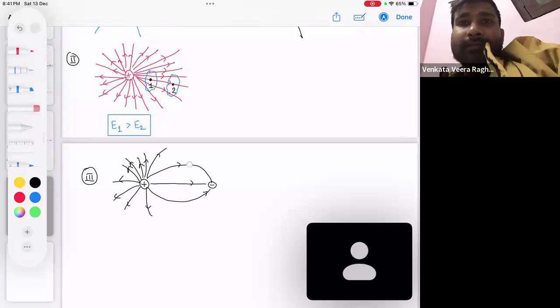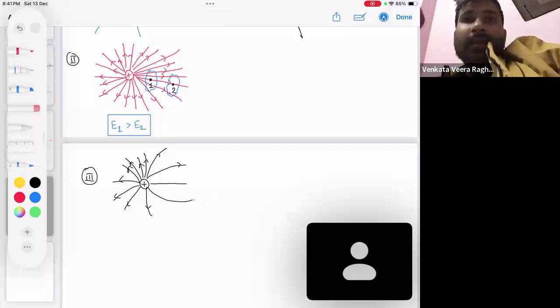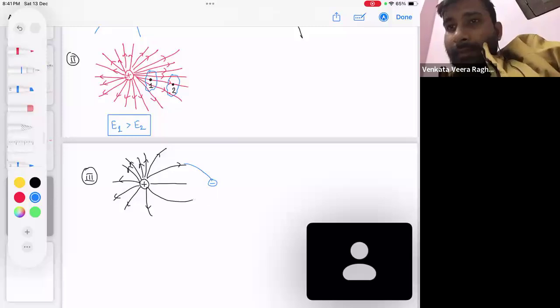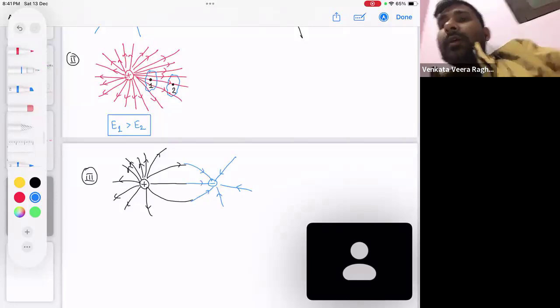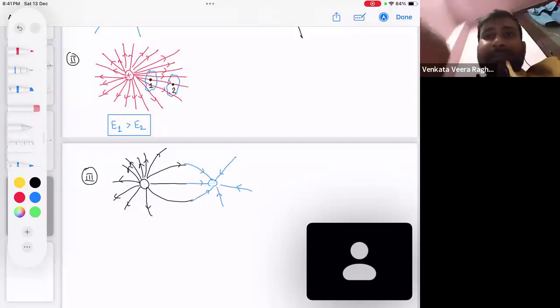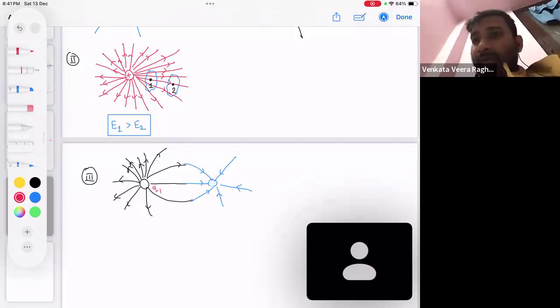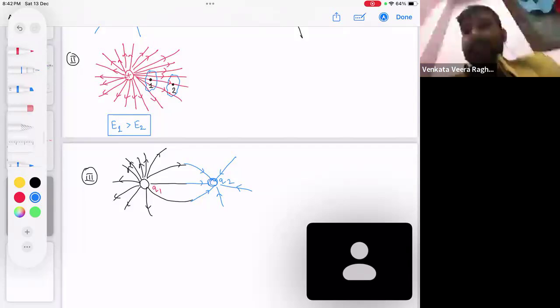The green color, I'm going to represent it here. I'm going to hide this thing. You will answer me now: what is Q1 and what is Q2? Which is the positive charge, which is the negative charge, or are both positive, or both negative? Please answer it. Q1 is positive.